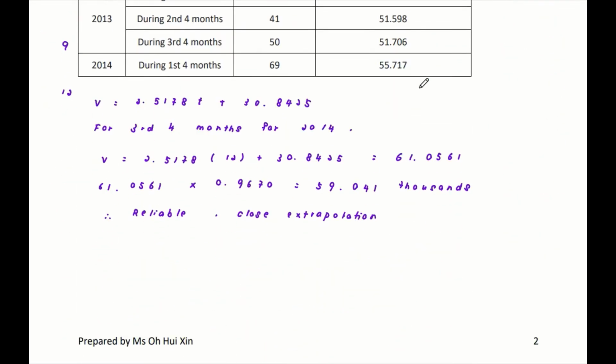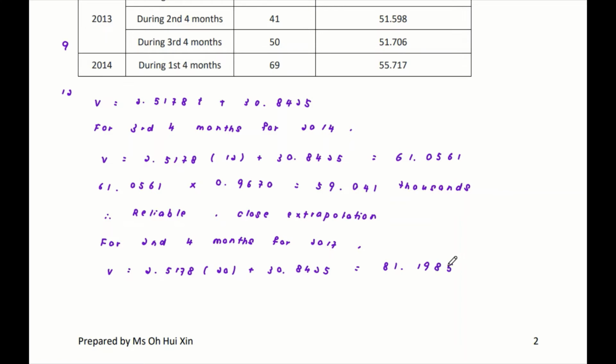So we need to substitute 20 in the linear regression. So for second 4 months, for 2017, right? So we are going to substitute 20. Same thing, just by using our calculator. So let's try to find out the value. So 30 plus. All right, then you'll be able to get 81.1985. So similarly, we need to factor in the seasonal index for this period.